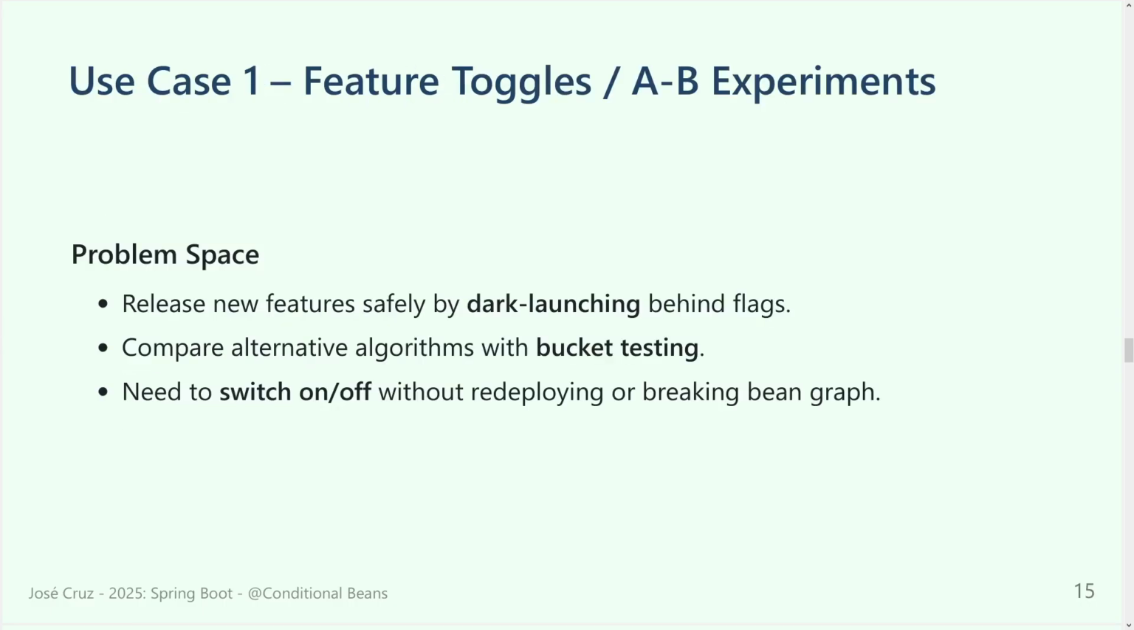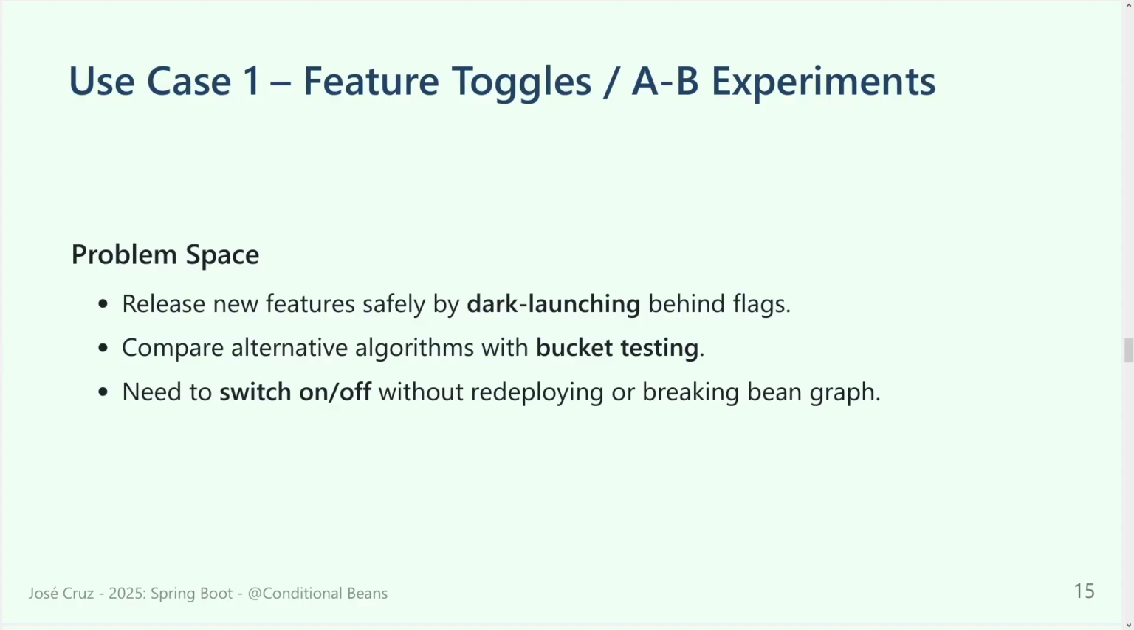So let's see some use cases. We saw a few examples, now let's see some use cases. Let's say we have feature toggles and A/B experiments, meaning we have a set of features in our application and we want to release new features by dark launching behind flags. The users don't know, maybe they can tell that there are some new features being tested, but we are not promoting them. It's not released yet, but we want to test it. It is also called A/B experiments, meaning we have two ways of doing something or introducing something new, and we want to see if the users accept it or not.